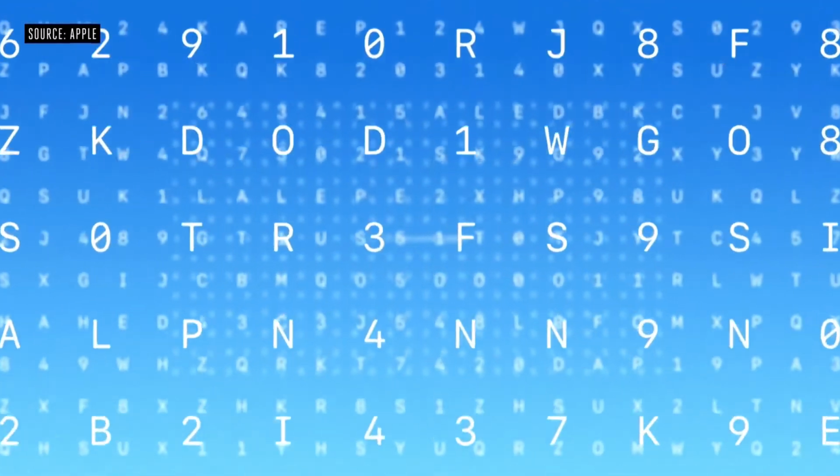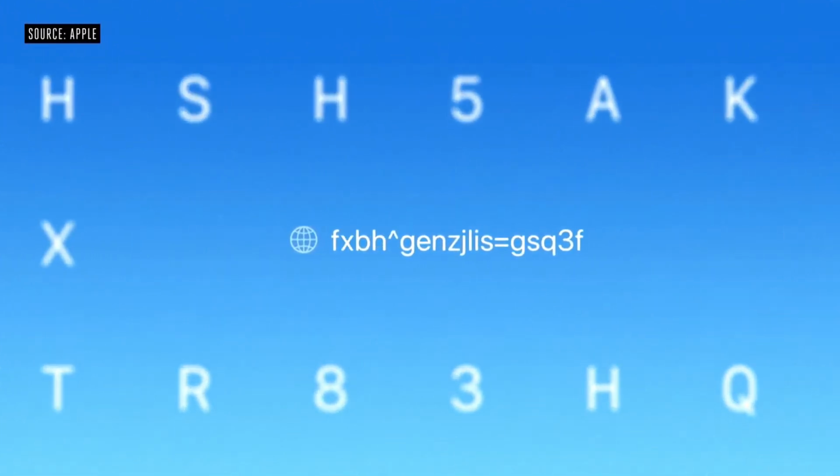We are introducing a new service called Private Relay. It ensures that the traffic leaving your device is encrypted, so no one can intercept and read it. Then all of your requests are sent through two separate internet relays. It's designed so that no one, including Apple, can see both who you are and what sites you're visiting.